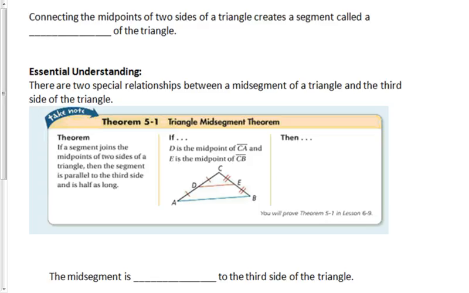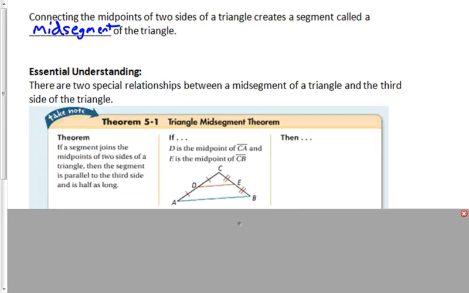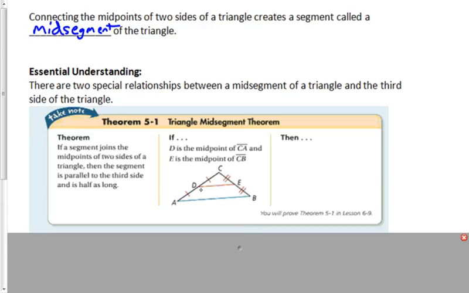This is kind of our definition for today. Connecting the midpoints of two sides of a triangle creates a segment called a midsegment of the triangle. So the midsegment is the line that connects the midpoints of two of the sides of a triangle. So a picture would be right here. So DE here is a midsegment.